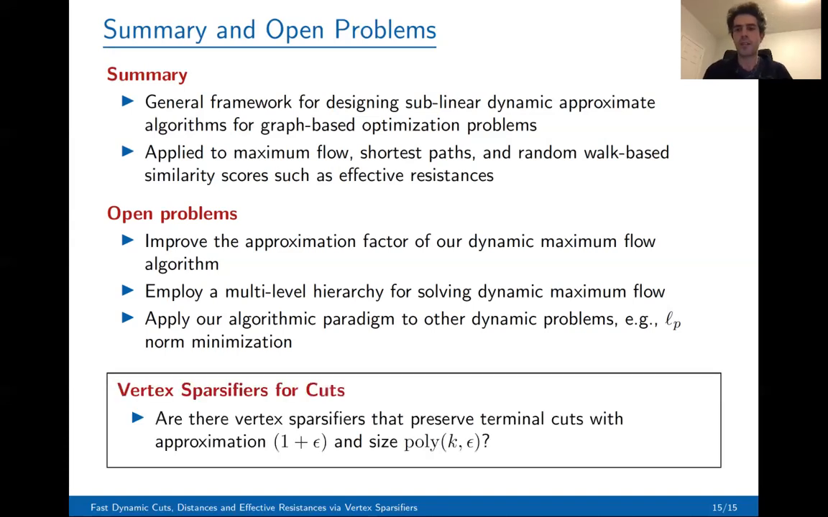But more importantly, because we showed this tight connection between vertex sparsifiers and efficient dynamic graph algorithms, it's kind of embarrassing that there is no progress on the question of whether there is a vertex sparsifier that preserves terminal cuts with 1 plus epsilon approximation and size any polynomial in k, where k is the number of terminals and epsilon is the approximation error. So we don't know whether this problem is solvable or not. And it seems like it's a core problem related to many other areas in algorithm design, and I would like to see more work on this.